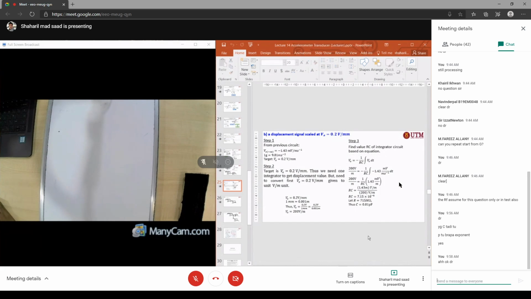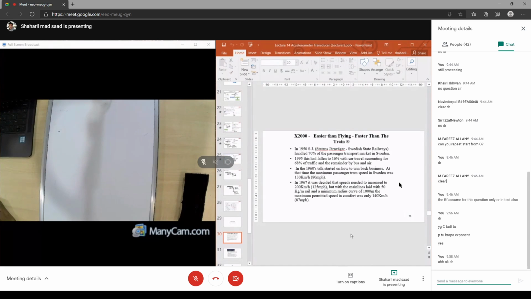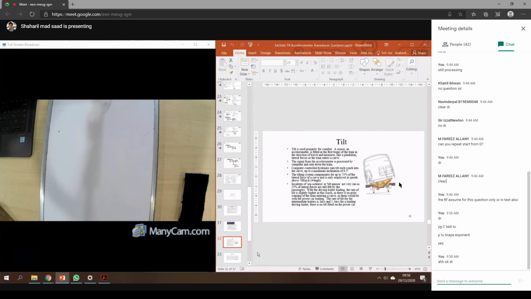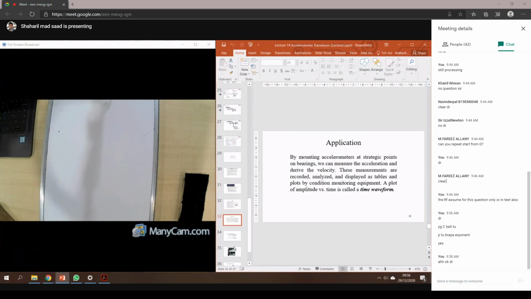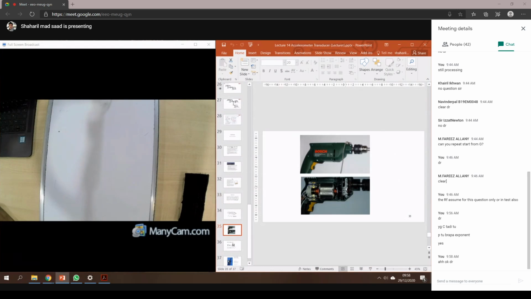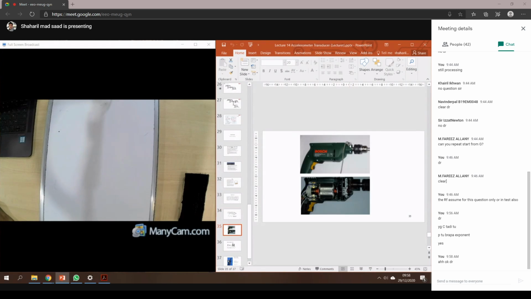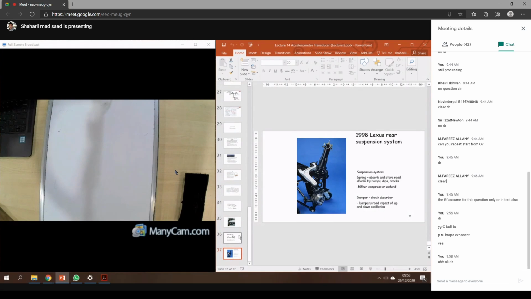Okay, good. All right, 2 minutes more. Good. All right, this is the example of application. I think you can read it by yourself. So it can be used in trains and so on to measure acceleration. And for example, this one, you want to measure the vibration of the drill. So you can put the accelerometer here, right? I think you can read this one by yourself. This is only the application.